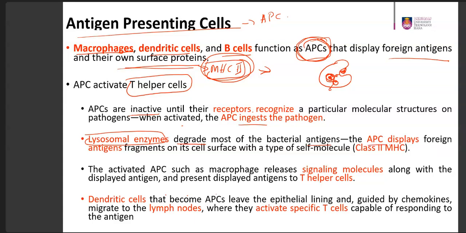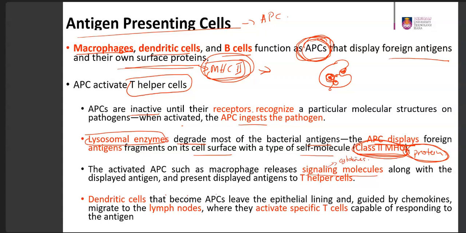So this APC will display the foreign antigen fragments on its cell surface with a type of self molecule. We call it class 2 MHC. Class 2 MHC is a protein molecule produced by the APC. Its function is to present the antigen fragment on the surface of the APC. We will look at the diagram later. The activated APC, such as macrophage, releases a signaling molecule. This signaling molecule is called cytokines.